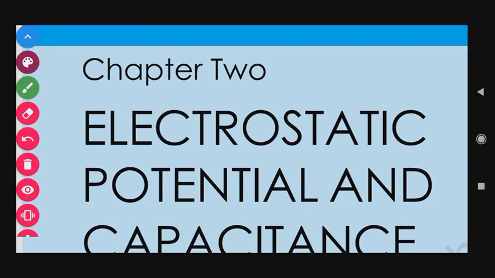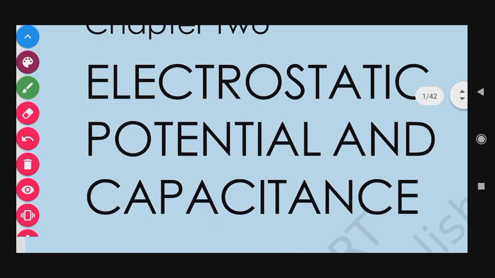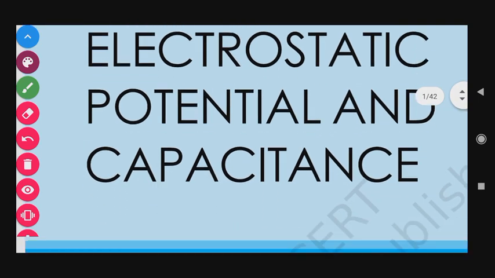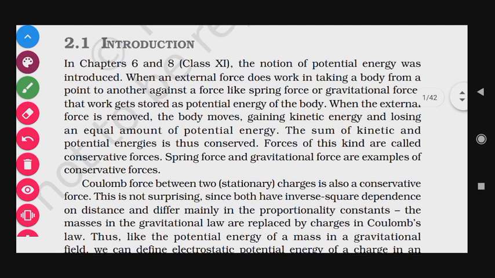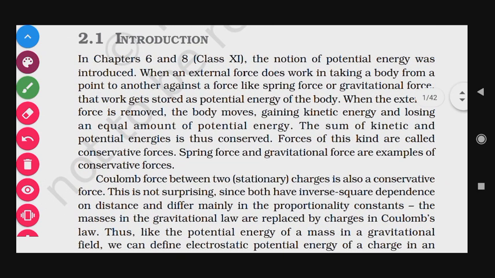And in this video we'll start a new chapter number 2, Electrostatic Potential and Capacitance. I will explain to you in English on the request of one of the students. So we start. We'll first look at the first paragraph, that is the introduction paragraph. So I'll read the NCERT line by line and explain the meaning to you.